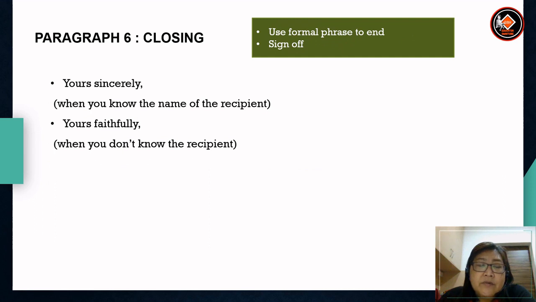The last paragraph, which is paragraph 6, is the closing. Remember that you have to close, and then you have to use a formal phrase. And then don't forget to sign off. So you can write, Yours sincerely, when you know the name of the recipient, or Yours faithfully, when you don't know the recipient.